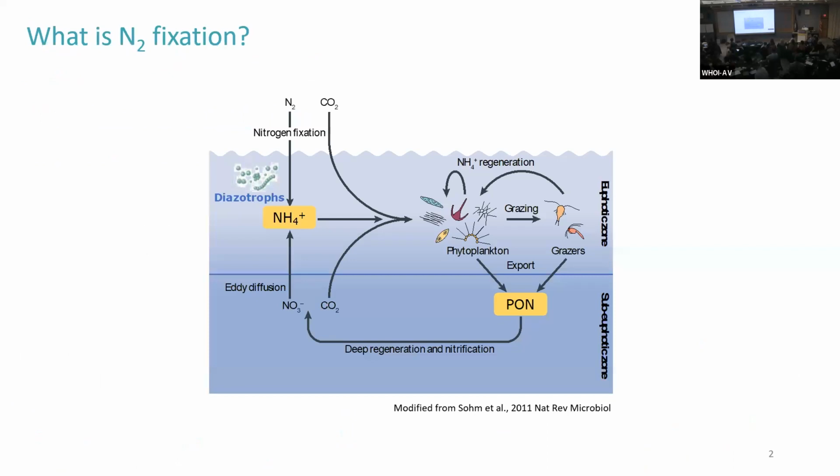Just to give you some background, I guess everybody in the room knows, but nitrogen fixation is the reduction of molecular nitrogen into ammonium. This is done by prokaryotes called diazotrophs. And this is a main entrance of reactive nitrogen into marine ecosystems, particularly in low-nitrate regions such as subtropical gyres. So this fuels primary productivity and eventually organic matter export.